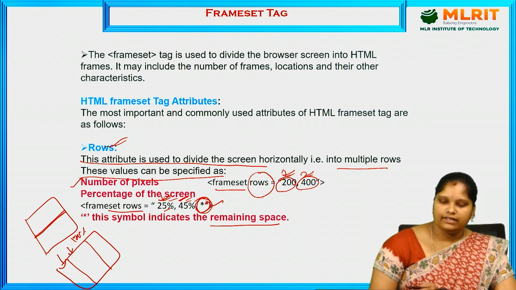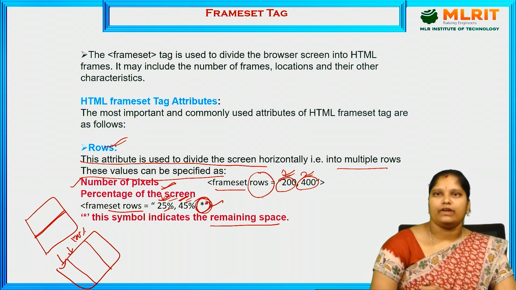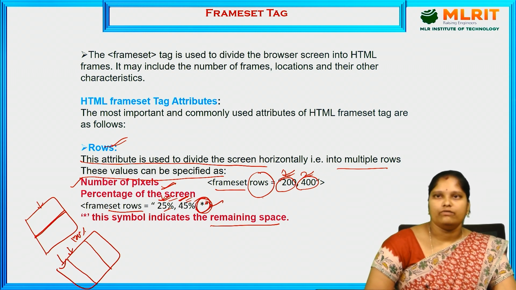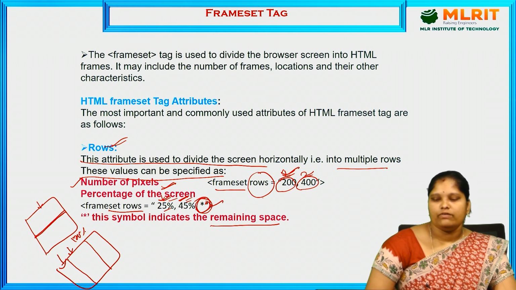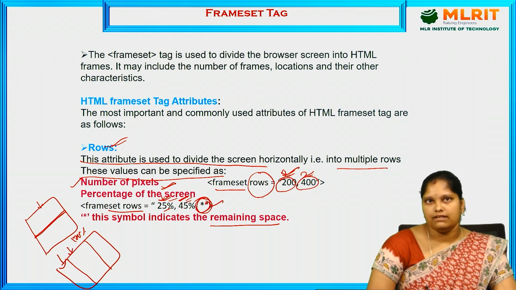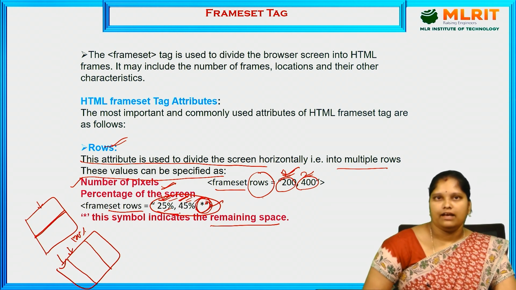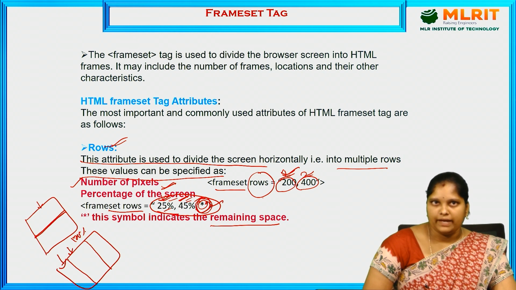And this is the percentage, how we can divide the frames, how we can divide the window into frames. And this we need to find as pixels. And like this we need to divide the screen, and the star symbol indicates the remaining space.